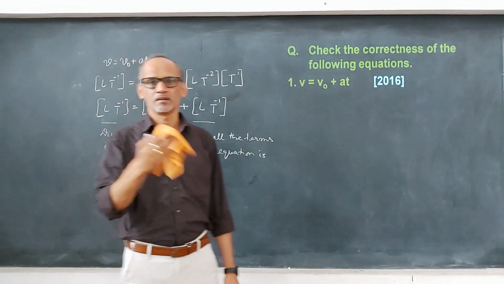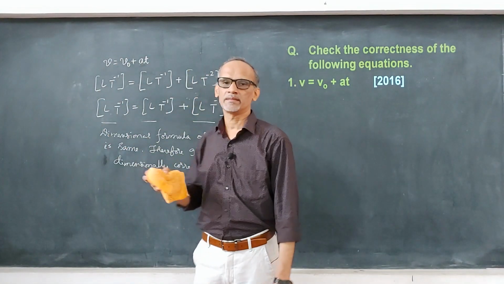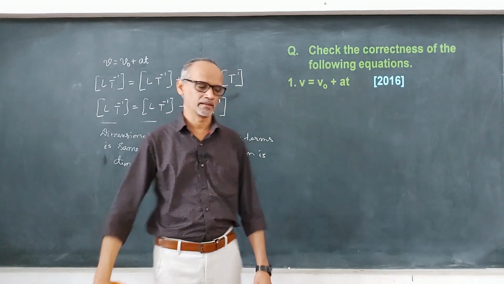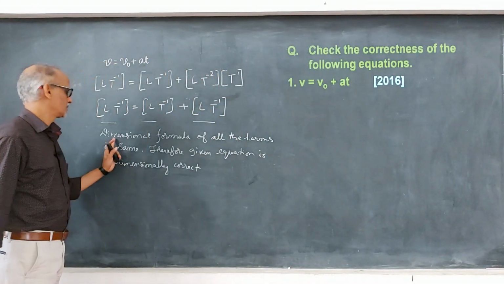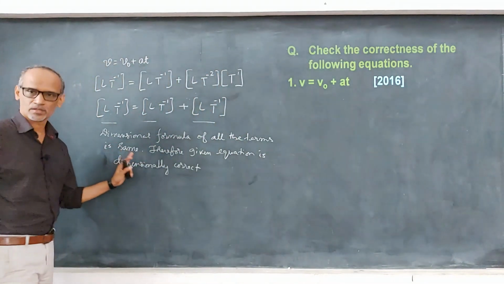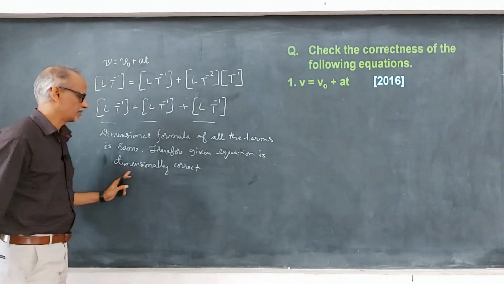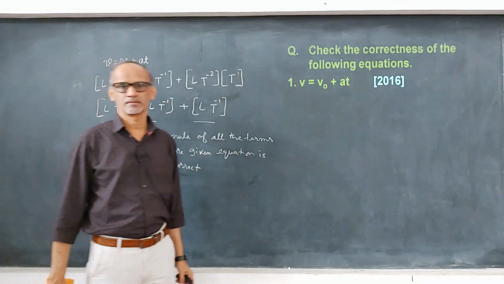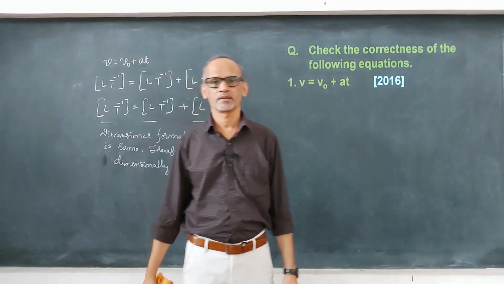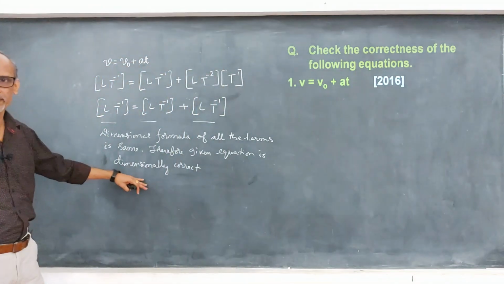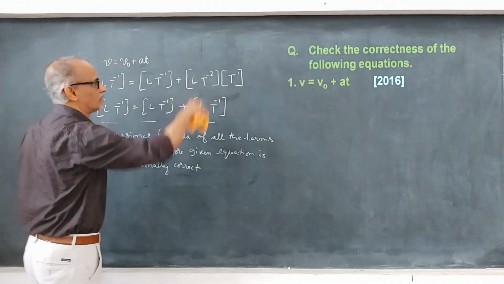Suppose the terms have different dimensional formulas. If the dimensional formula is not the same, then we write that the dimensional formula for all the terms is not the same. Therefore, the given equation is dimensionally incorrect, dimensionally not correct. That is what you have to write at the end. This conclusion is important. Writing this statement is important because we are verifying it.